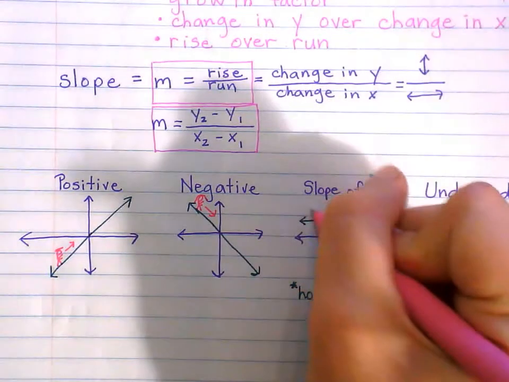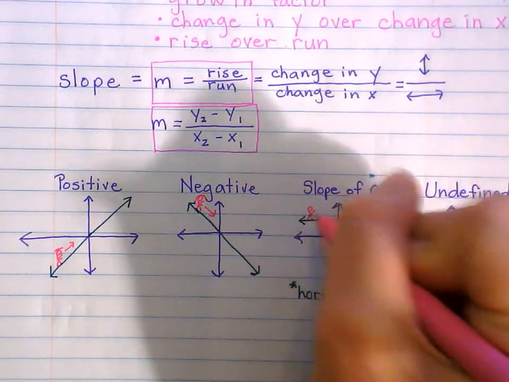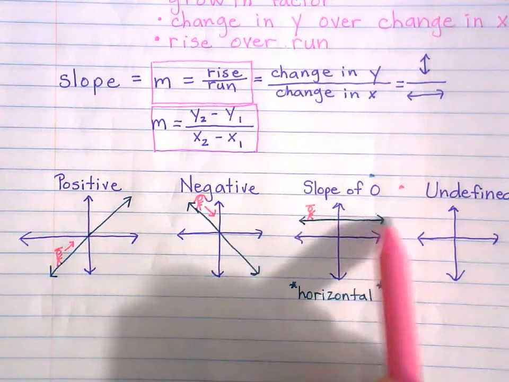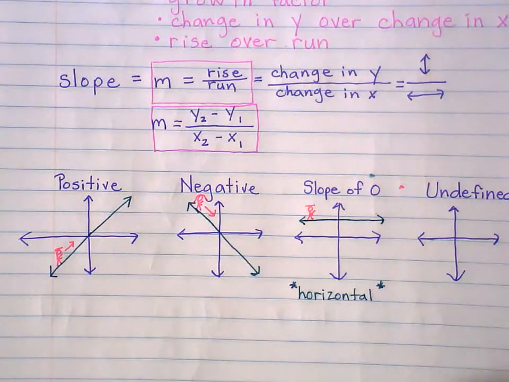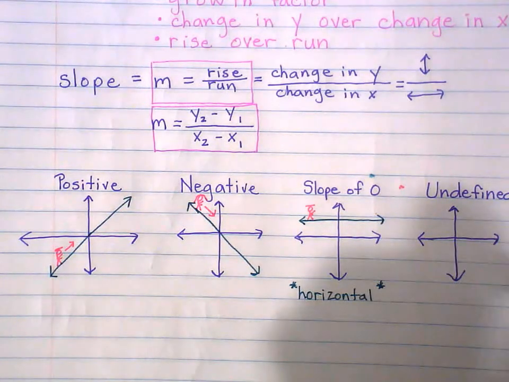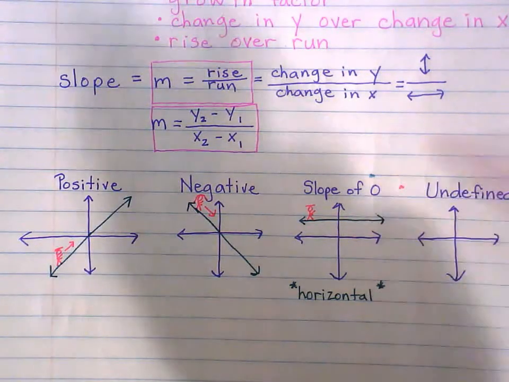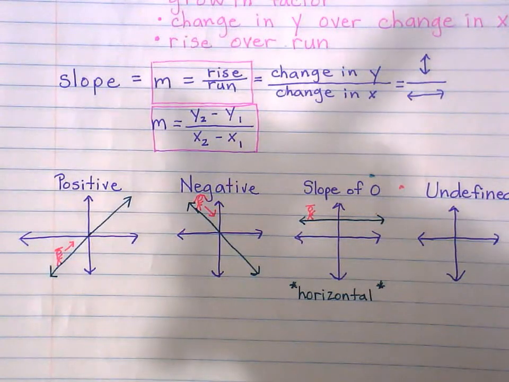Because think about this. If you're on here and you're walking, the steepness isn't going up or down. It's just staying the same. So the slope is 0. The y and the x, the change in y over change in x, well, the y is not changing. We're not going up or down. Okay, so it's a horizontal line.